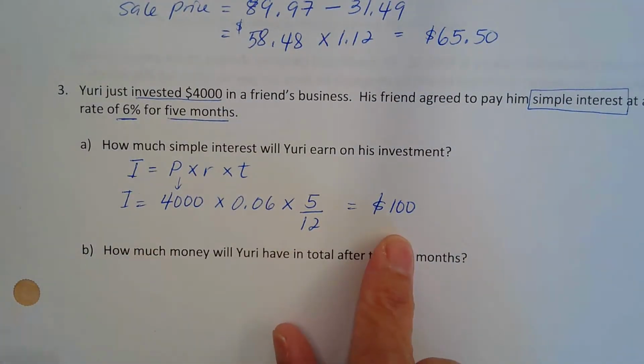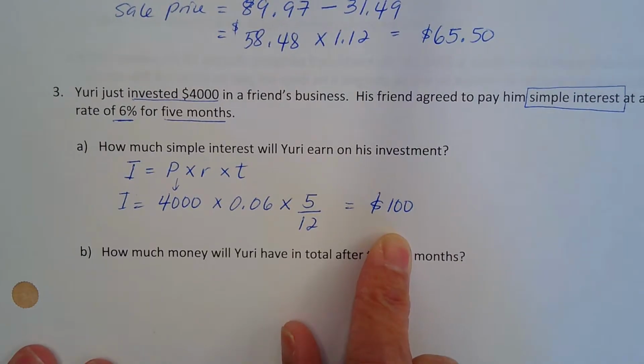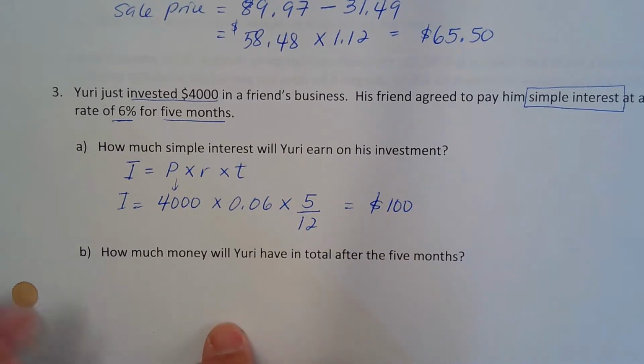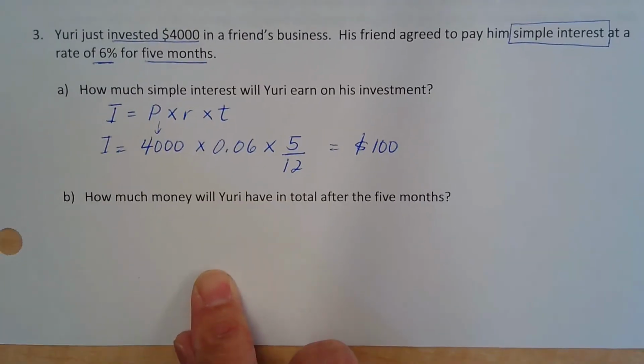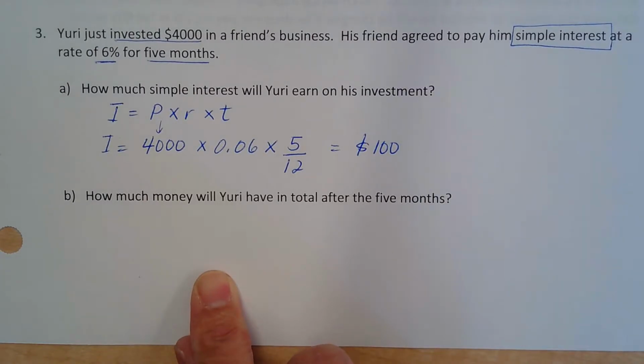I got $100 as an answer, but we're talking about what unit we're going to put in there, because this is the amount of interest, so that's $100. Okay, so the interest is $100.